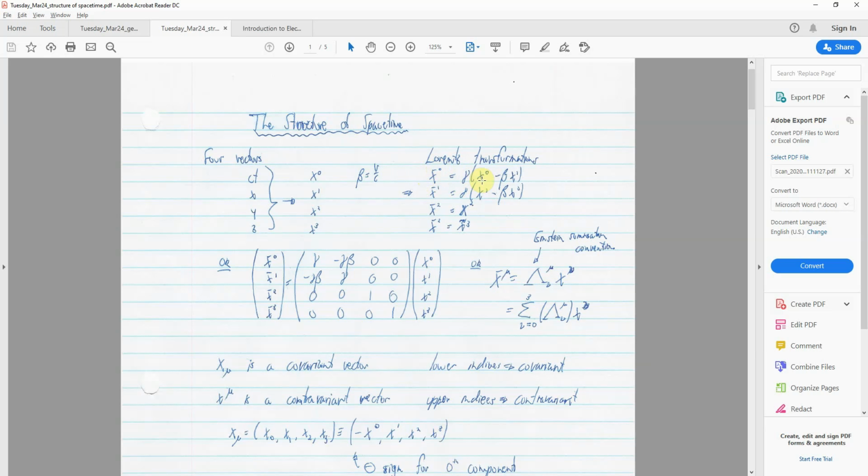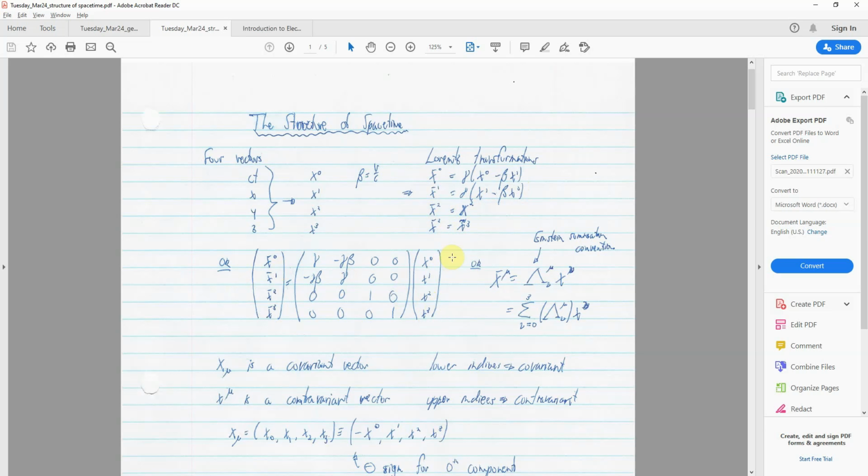the zeroth component, is going to be gamma times the zeroth component of x minus beta times the first component of x. So if you remember, the zeroth component is ct, and the first component is x. And x bar 1 is gamma x1 minus beta x0, and then x2 bar is the same as x2, and x3 bar is the same as x3.